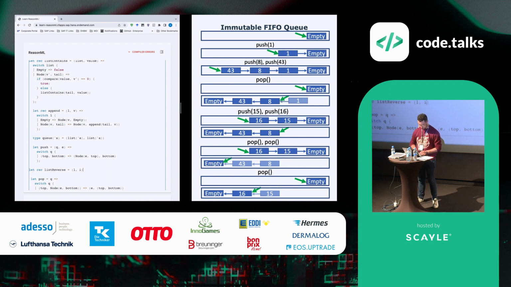Let's see how that looks. We call this intermediate and switch on the list. Okay, let's handle the empty case first. If the list is empty, we just return our intermediate state. And if the list has a node and some tail, what we now do is we call list reverse again on the tail, and then we prepend the element we just saw in the node to the intermediate state we already have.